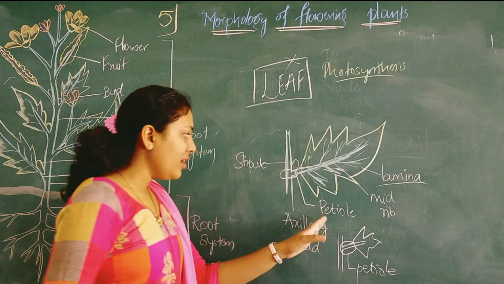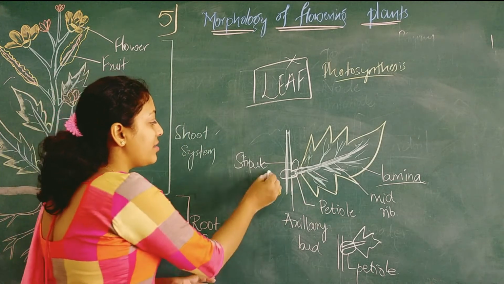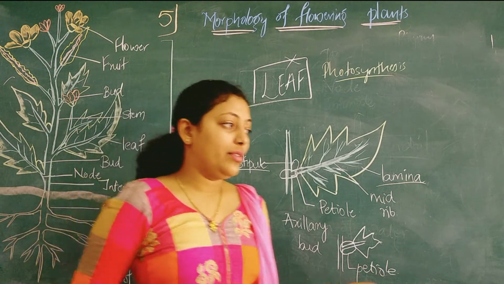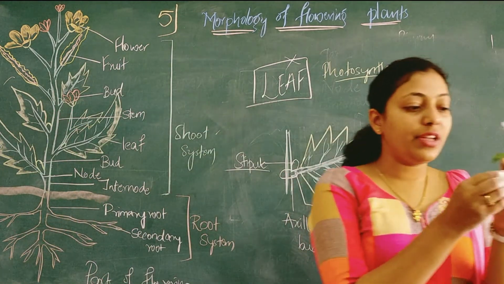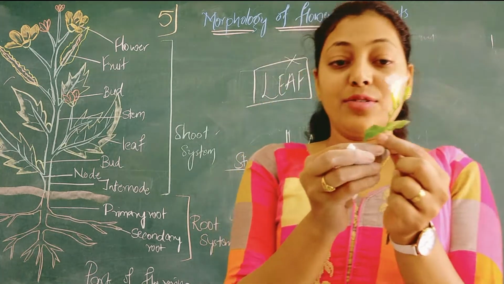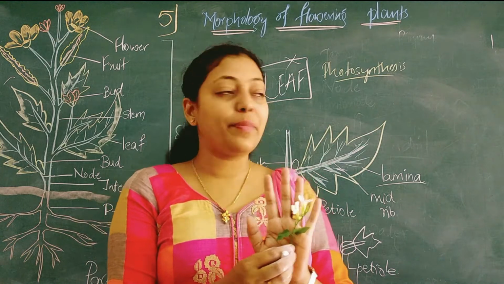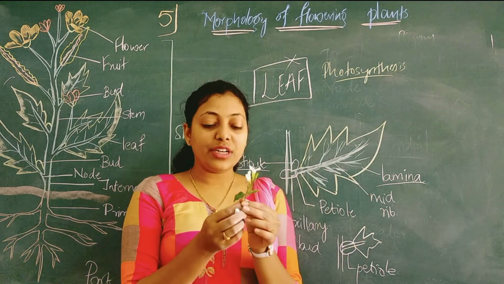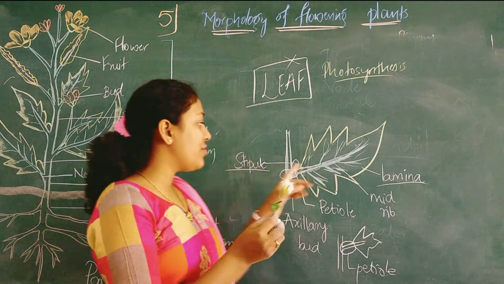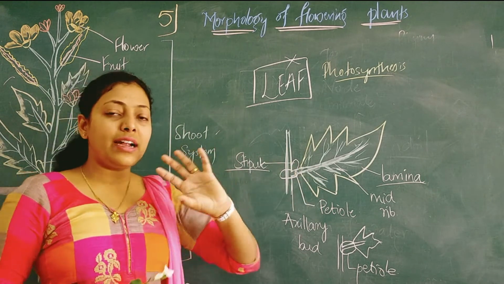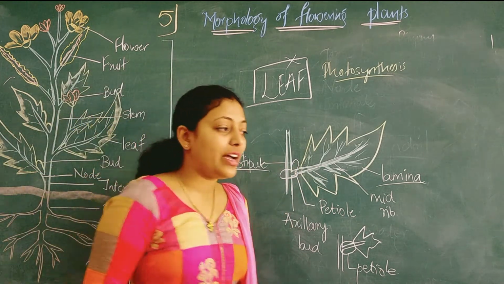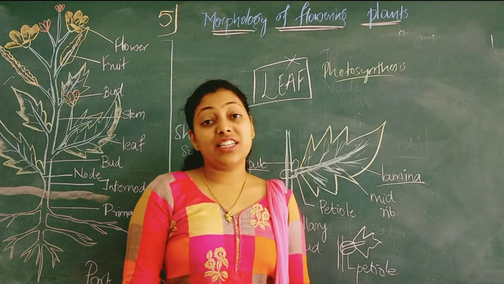Apart from that, you get another structure called the stipule. I hope I can show you over here if I have it. Yes, good, I have this. I'll send you a picture of this. I'll take a picture and add it over here. You need not worry. The small bud-like structure around the leaf is called the stipule.